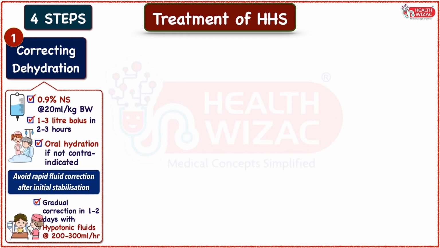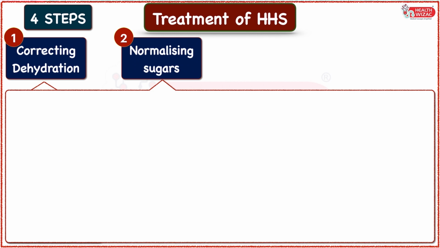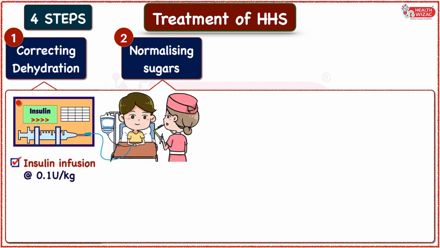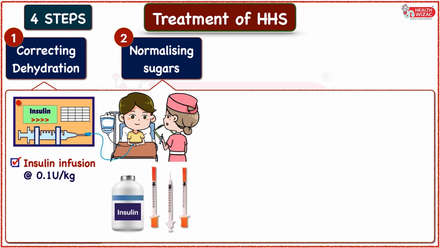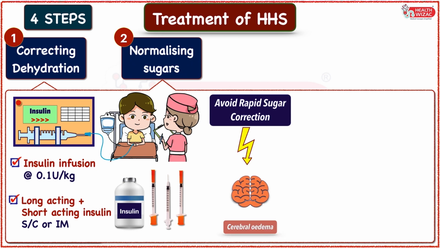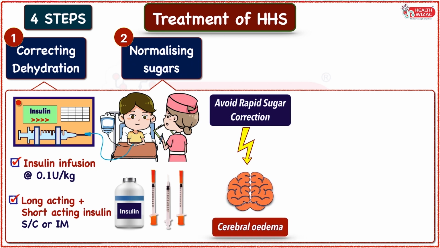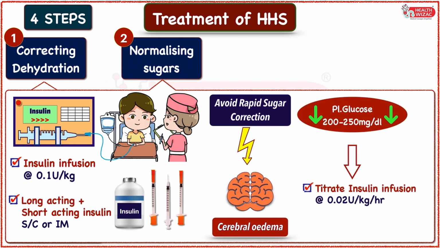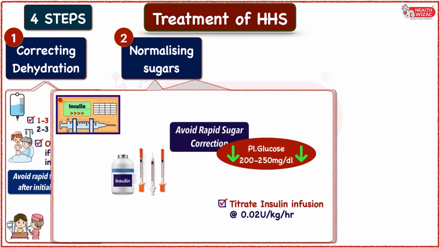Next step is to normalize sugar through insulin. Hyperglycemia should be treated with insulin infusion at the rate of 0.1 unit per kg per hour, followed by combination of long and short-acting insulin subcutaneously or intramuscularly later. Sugar correction should be carried out gradually to avoid cerebral edema. Once sugar level falls to 200 to 250 mg per deciliter, instead of stopping insulin infusion, it should be continued at a lower rate of 0.02 units per kg per hour.